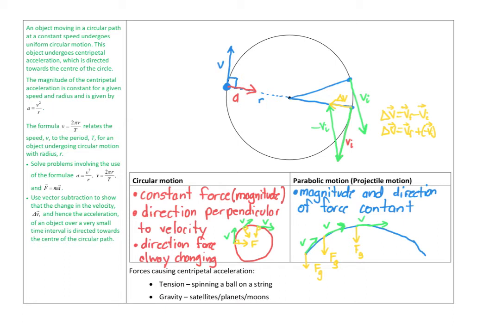The other example, and we'll explore this more later in this topic, but not in this video, is gravity. Gravity is the force that keeps satellites and planets and moons and all those sort of things moving in circular orbits as well. When we talk about cars, we talk about the frictional force between the tyres and the road, which is what provides the centripetal acceleration for a car to turn around a bend. But let's explore that more in the next slide.